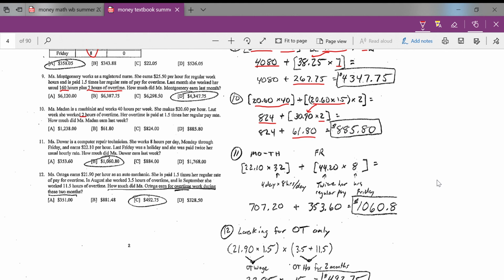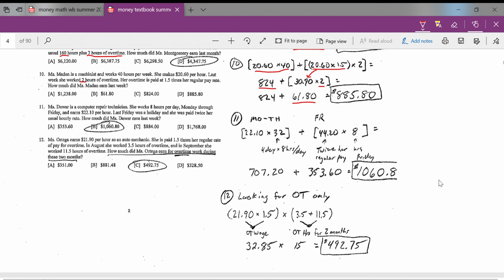Okay. Alright, two more problems for objective 2. Number 11. This one's a little different than the other ones. It has to do with a holiday. This person is a computer repair technician. She works 8 hours per day, Monday through Friday, and earns $22.10 per hour. It says last Friday was a holiday, and she was paid twice her usual hourly rate. How much did she earn last week?